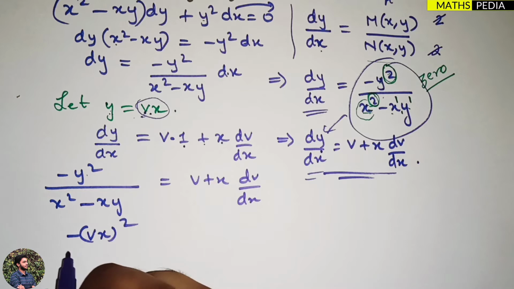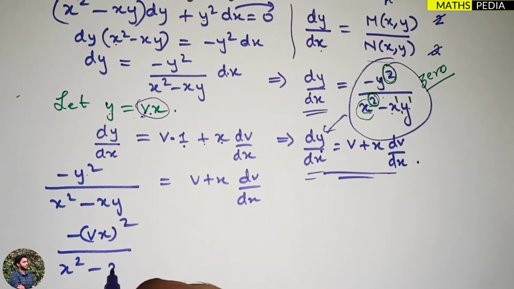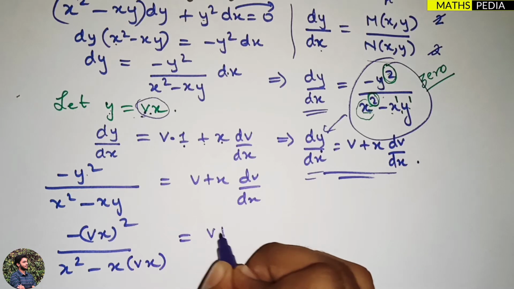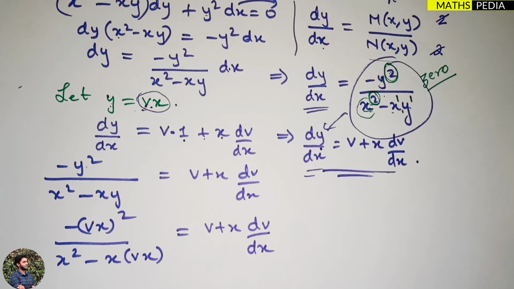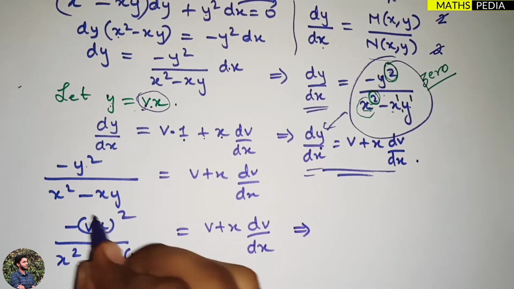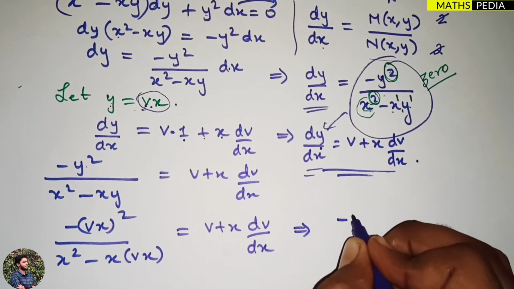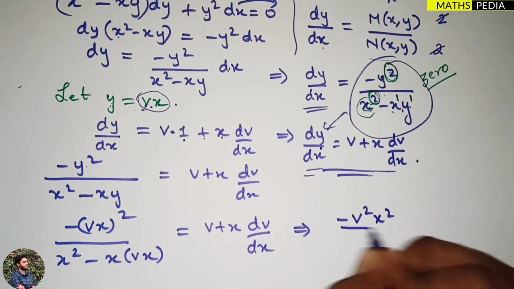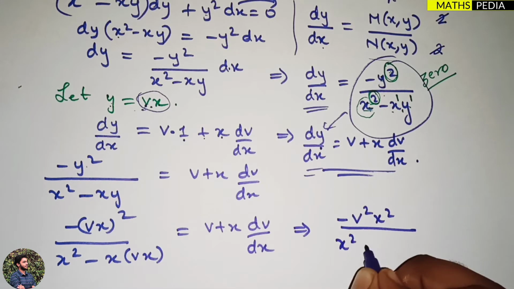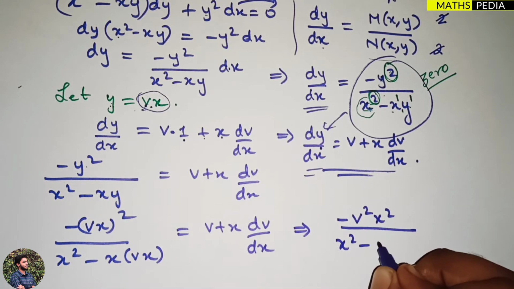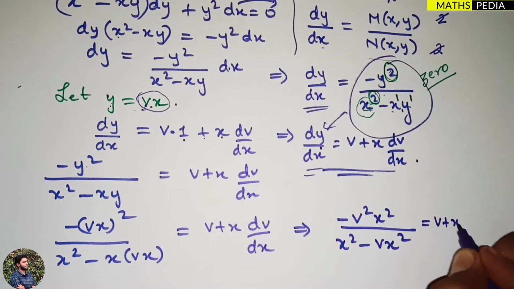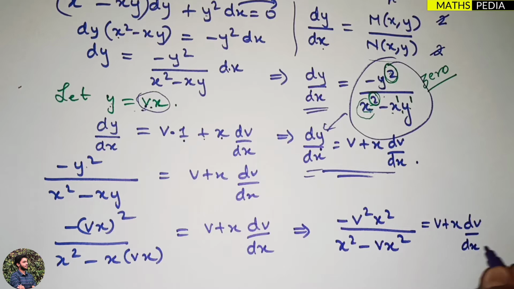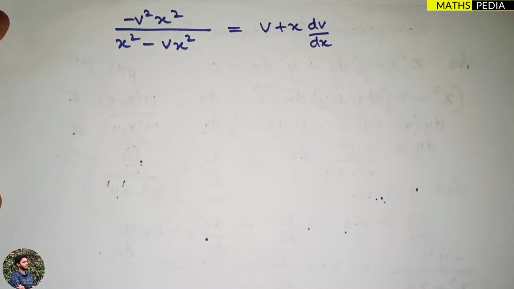Okay, y is there, vx by x square minus x into y is there, again you have to write vx equal to v plus x into dv by dx. Okay, that's it. So further I can simplify what happens to the LHS part. This I can write as minus v square x square divided by x square minus, this will become v into x square, correct, which is equal to v plus x into dv by dx.